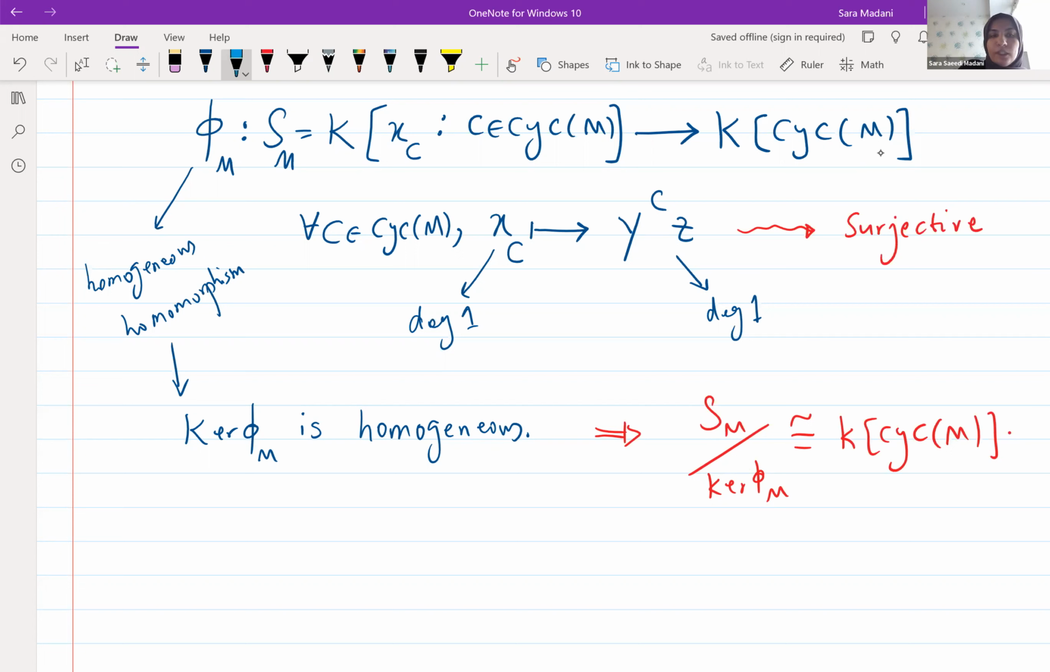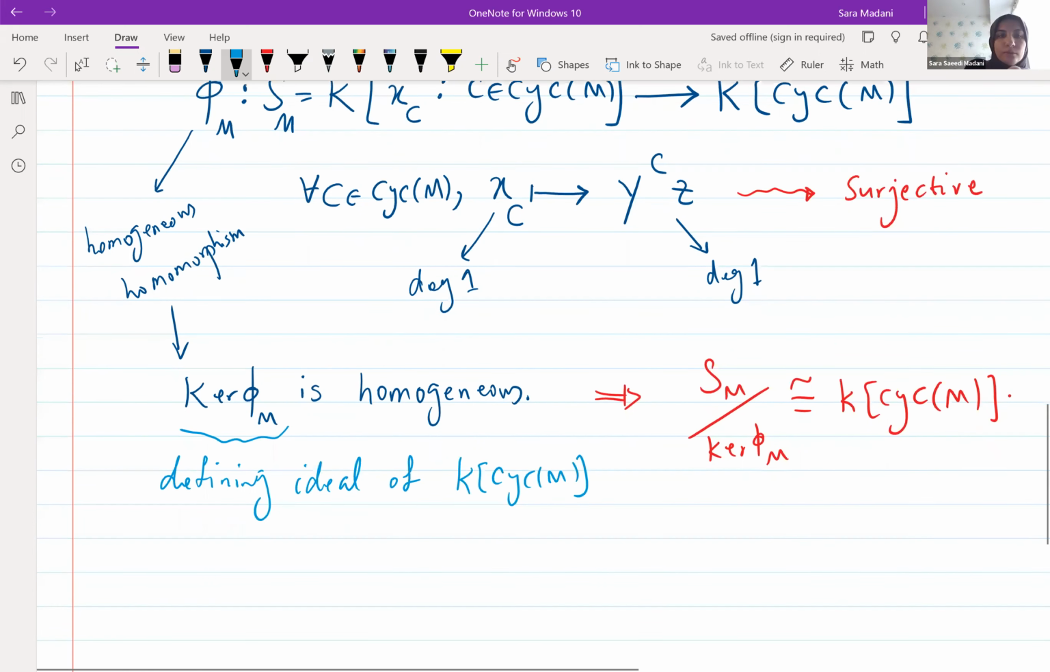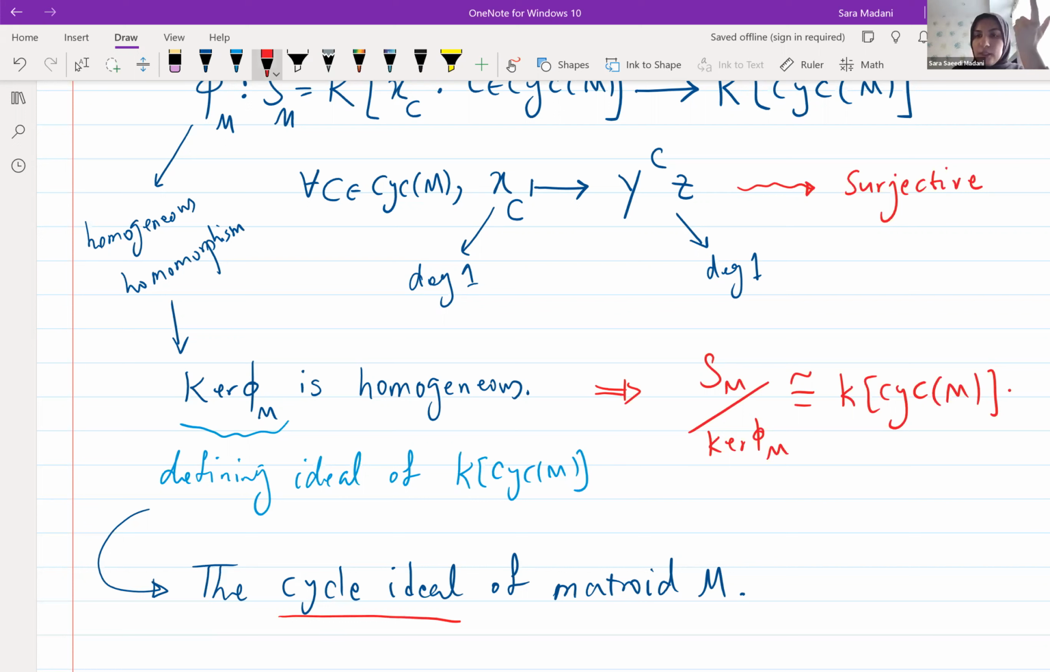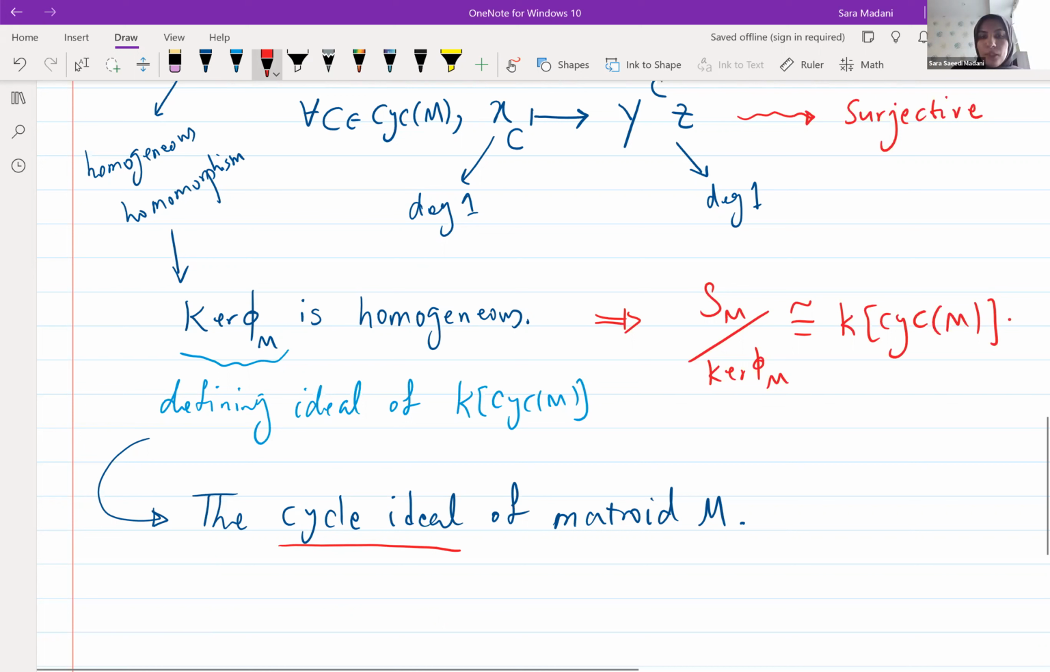And now I want to give a name to this ideal, this kernel of phi m. This is indeed called the defining ideal of this algebra. Since this is a toric algebra, we need a defining ideal of K psi m. And we call it the cycle ideal of matroid M. Okay. So now I have cycle algebra and cycle ideal. So far I associated the algebraic objects that I wanted to my matroid.